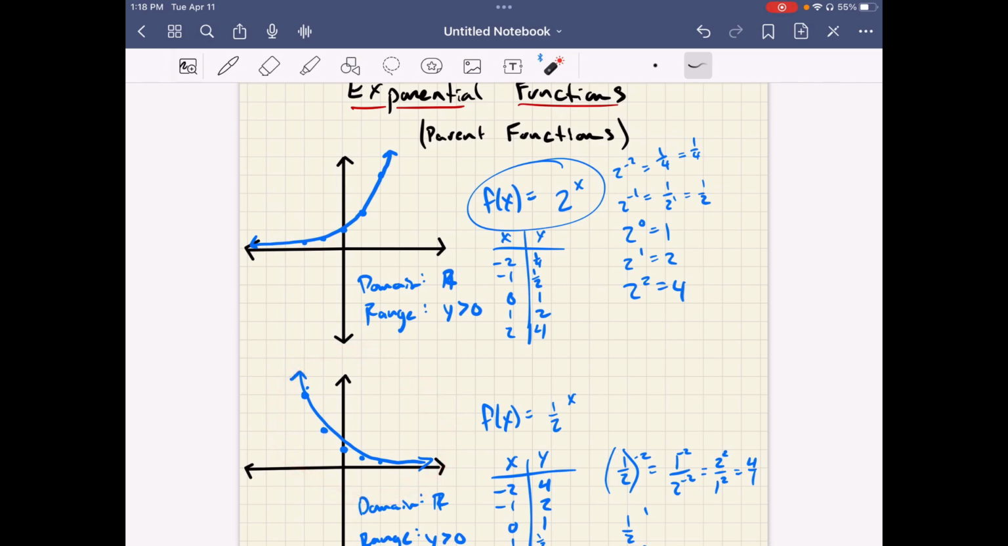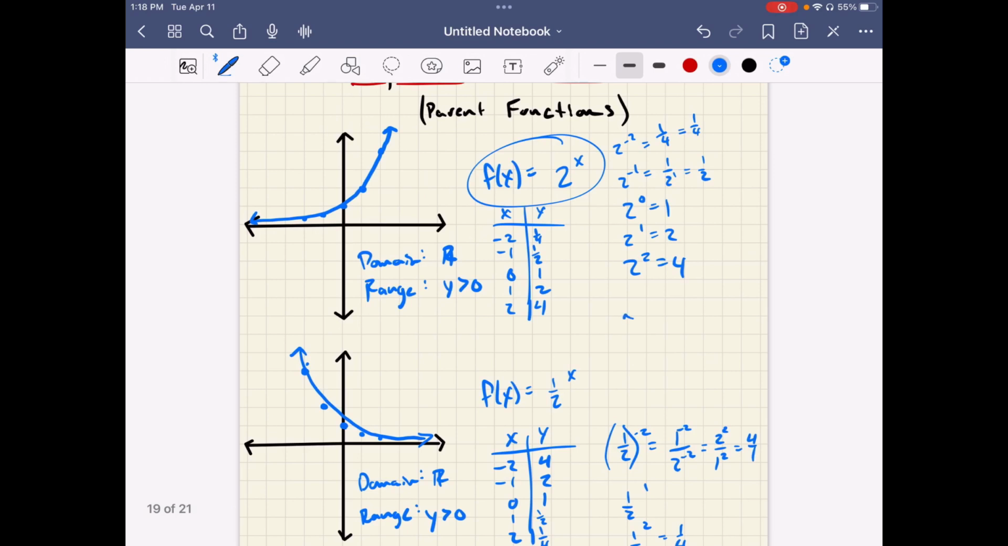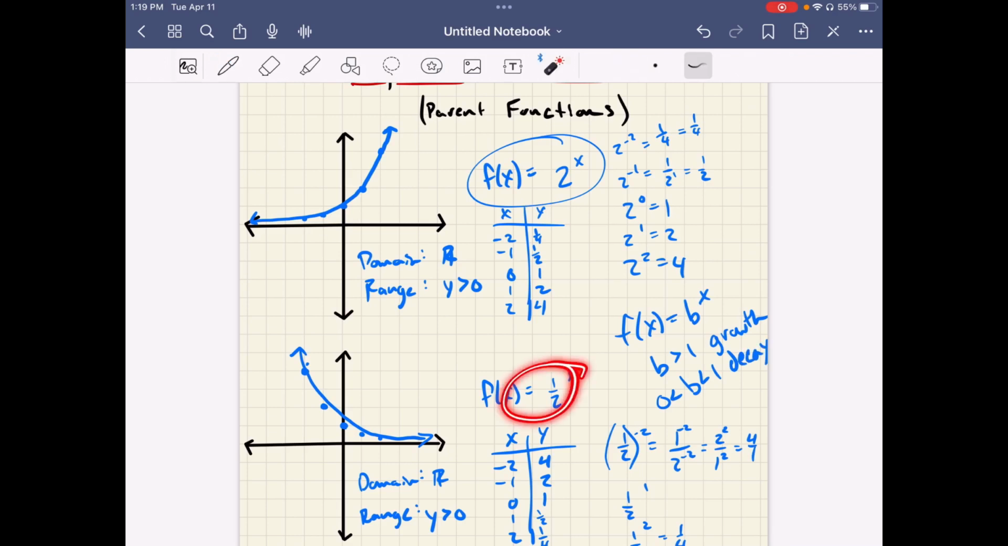And the difference between the two functions is the 2 and the 1/2. So one other special note we want to write for parent functions, and here is the main function. We have f of x equals b to the x. Okay, so that b value could be any number, right? But we know when b is larger than 1, in the case of the 2 up here, we're going to have growth, right? It's going up, left to right. But when b is between 0 and 1, we have decay, as in our case down here with the 1/2, okay?